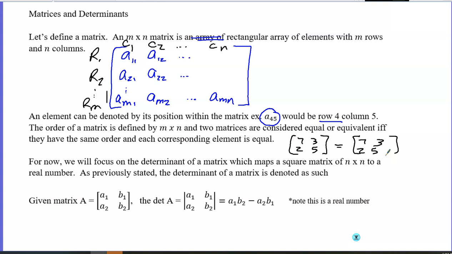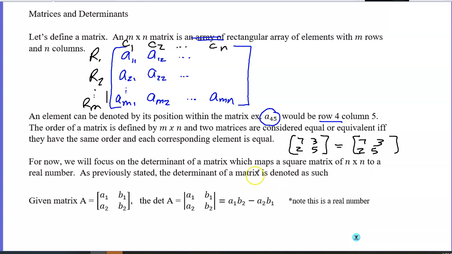Okay, so now we'll focus on the determinant of a matrix. A determinant of a matrix takes a square matrix, so that means your rows and columns have to be equal, and maps it to a real number. So it gives us a real number from a particular square matrix.